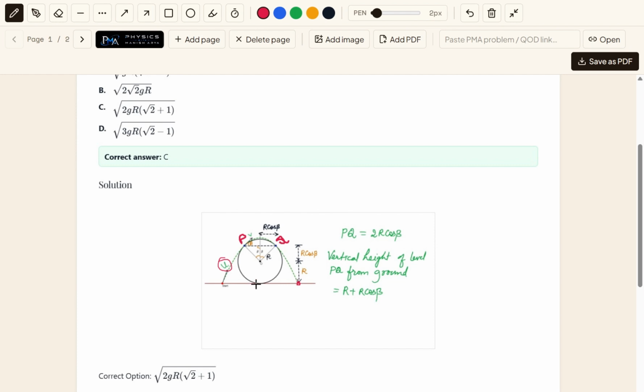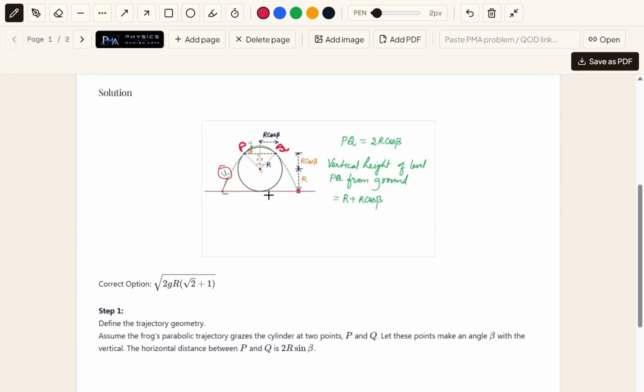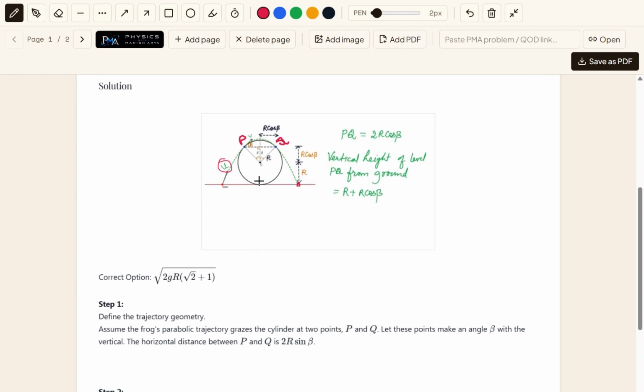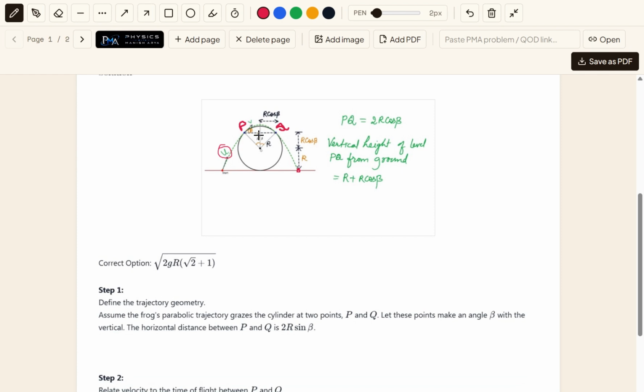Okay. So how to solve this problem? Let's do this step by step. First, let's see the geometry of this one. This distance is PQ, right? And this angle I have taken as beta. This is your beta angle. And this radius is R. So obviously I want to find this PQ length. Half of PQ is R sine beta, and this is also R sine beta. So PQ length is going to be 2R sine beta, right?